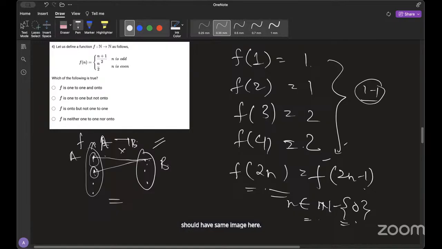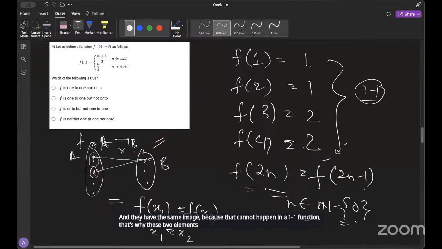No two elements should be mapped to the same element in your codomain. That's the definition of a one-one function. Mathematically, if you have two elements, x1 and x2, and the image turns out to be the same, that means the elements are also the same. So what we're saying here is that if two elements have the same image, which cannot happen in a one-one function, then these two elements should have been the same.